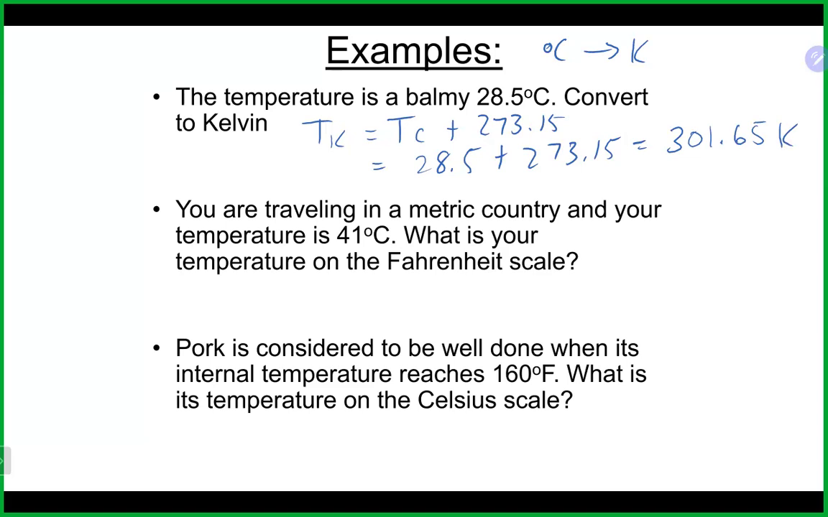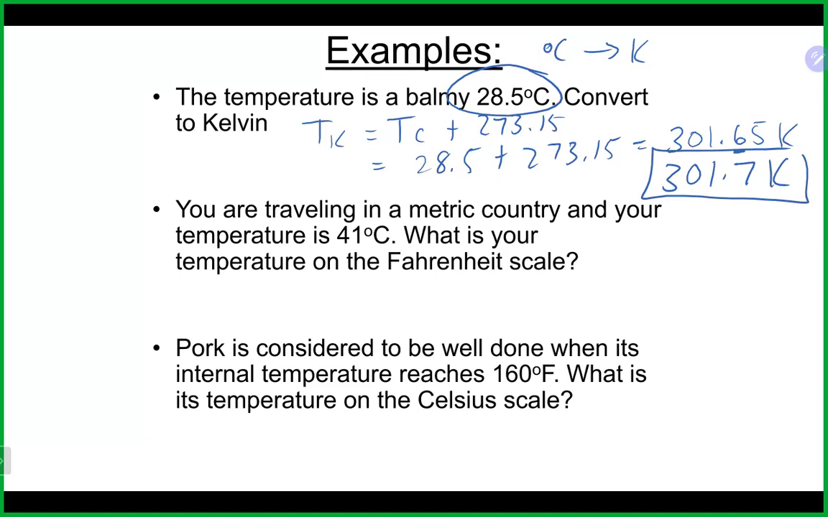Now, that's what it shows on our calculator. Remember that your calculator doesn't always give it to you to the right digits, sig figs, all that good stuff. So here we would want to look at our original value, and it went to 1 decimal place. So in this case, we would want to go to 1 decimal place, and we would want to round up. So 301.7 Kelvin would be the answer that we're looking for in this case. Any questions on that one there?